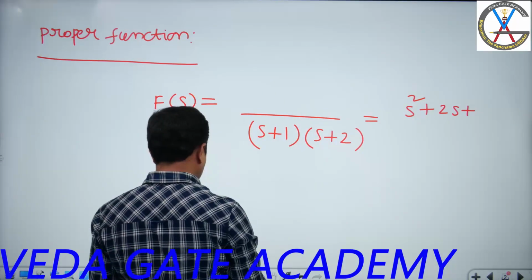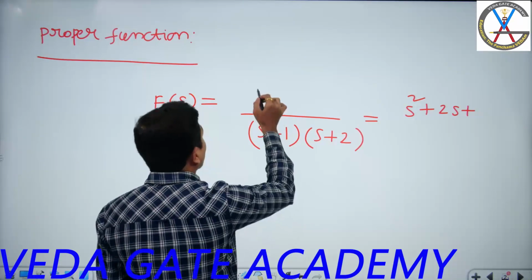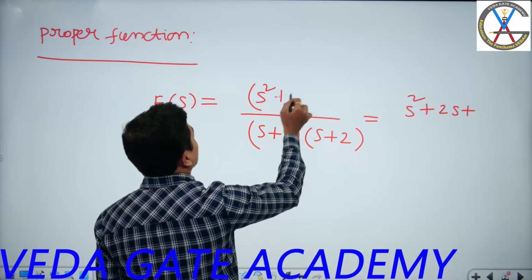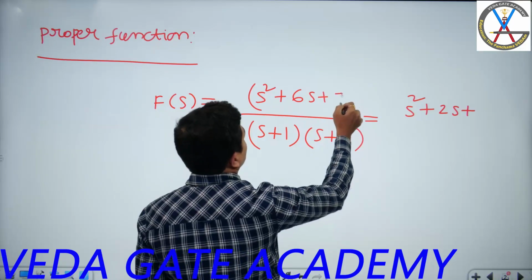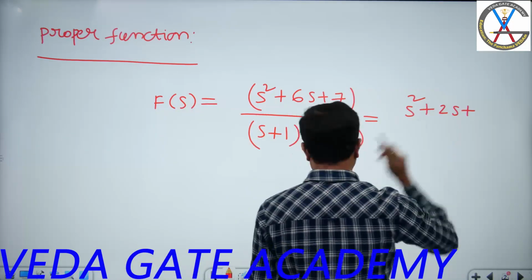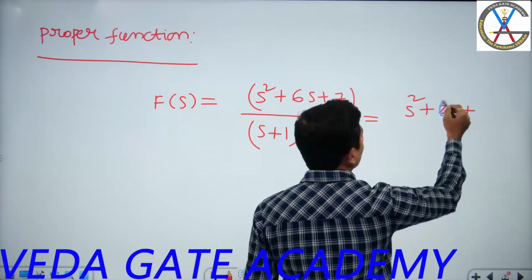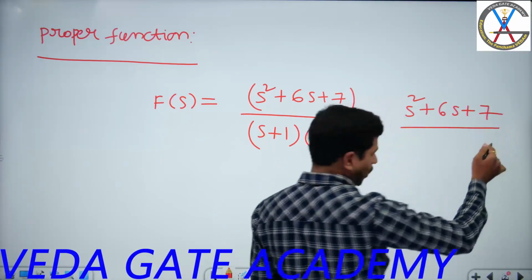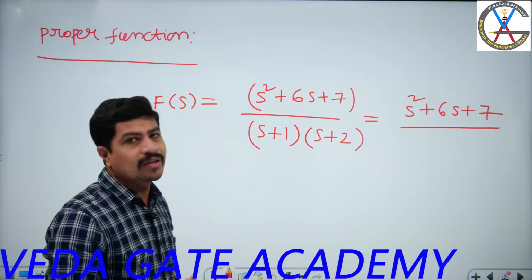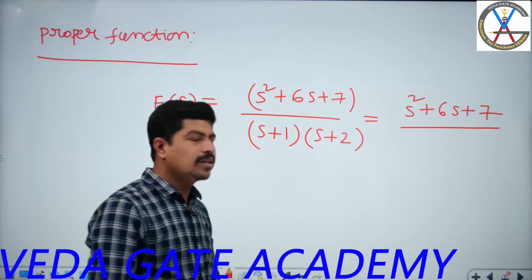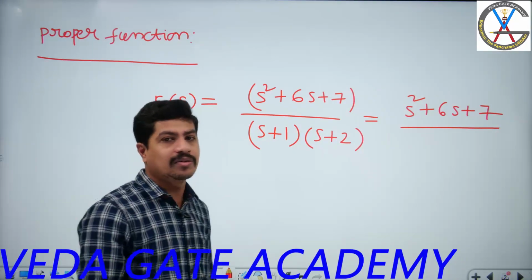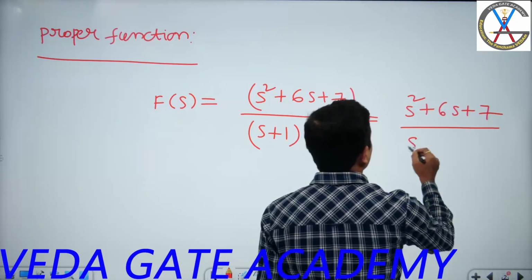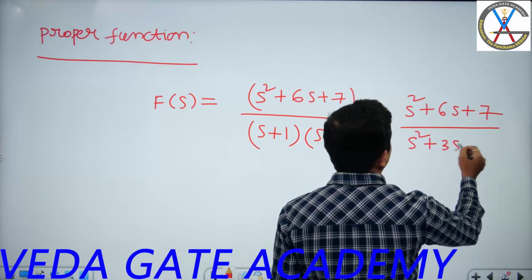Let's write another numerator, s square plus 6s plus 7. Whatever function you take, we should not take one which is going to get cancelled. If it cancels, nothing else happens, but the order will decrease. What is the denominator? s square plus 3s plus 2.